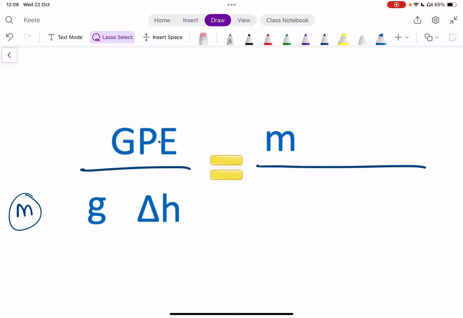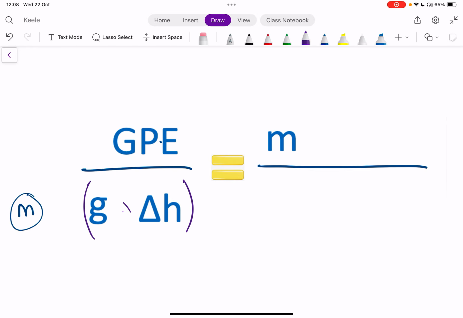Boom, easy. So this is energy divided by gravity times change in height. Even though we're dividing by them, because they're both on the bottom, remember, when you're putting this into a calculator, that still means they are times together. It's energy divided by gravity times height.